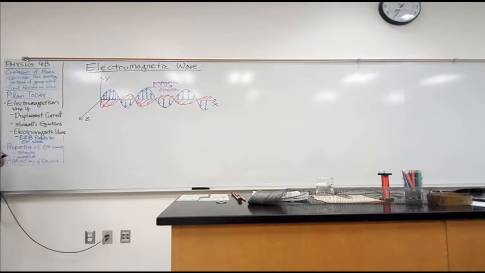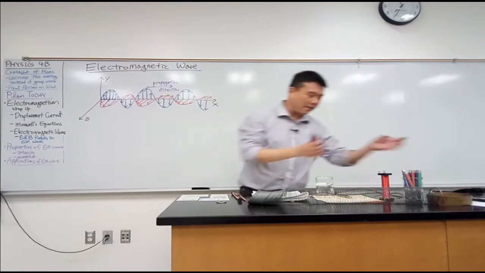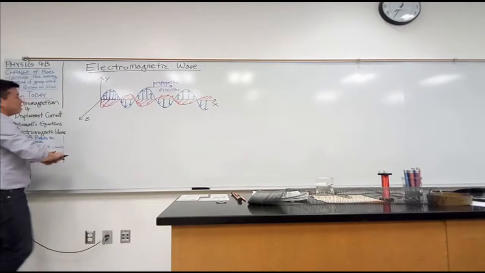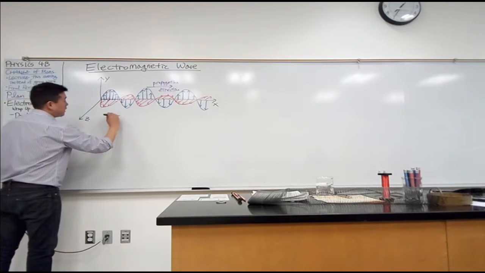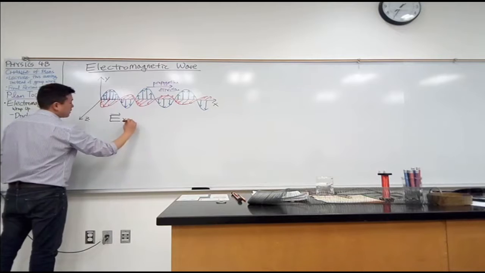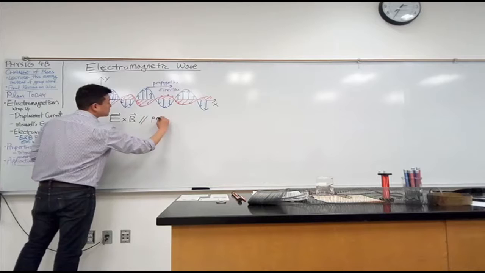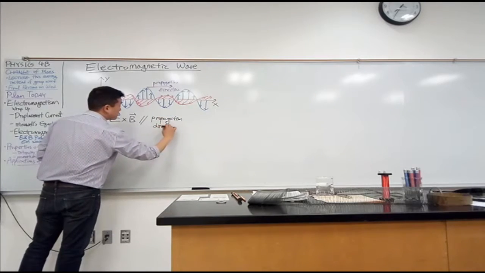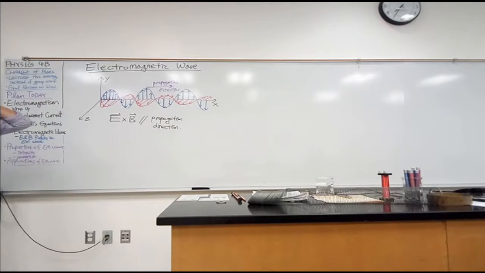I'll just give this to you as a factoid that your textbook will also repeat: the electric field cross product with the magnetic field is parallel to the propagation direction. It points in the same direction as the direction that the electromagnetic wave is going in. And you can actually prove this using the expressions that we wrote down earlier if you wanted to.